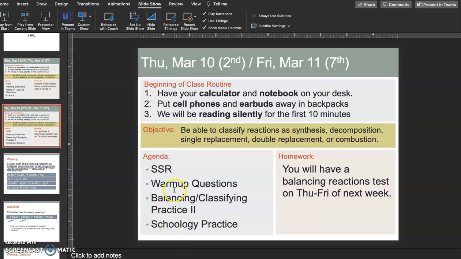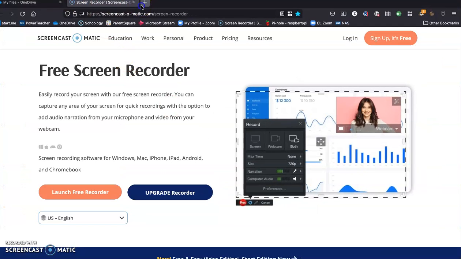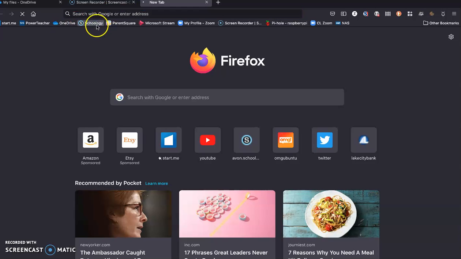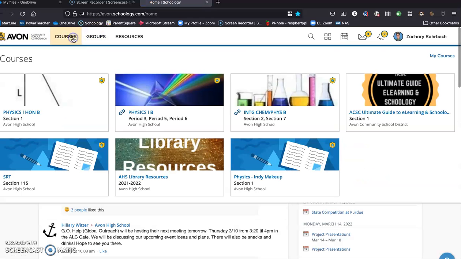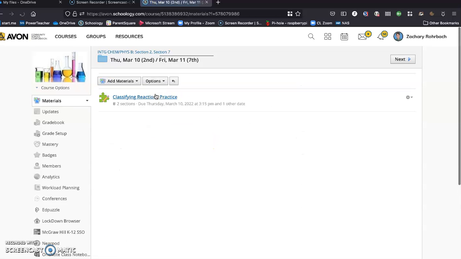So let me pull up Schoology real quick. So if you go to Schoology, and you go to our page, that's not us, this one here. Go to our page and go to today's folder. There's a classifying reactions practice for you to do here. If you don't get a 10 out of 10 the first time, retake it. I'll take your highest grade.